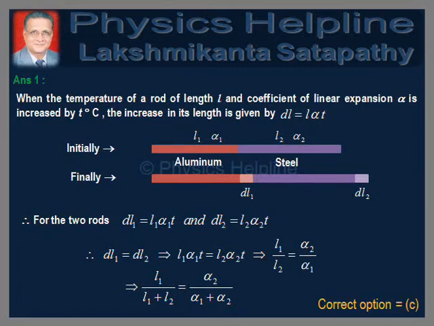It is given in the question that dL1 is equal to dL2. This gives L1 by L2 is equal to alpha 2 by alpha 1, which implies L1 by L1 plus L2 is equal to alpha 2 by alpha 1 plus alpha 2. Therefore, the correct option is C, which is the answer to question 1.